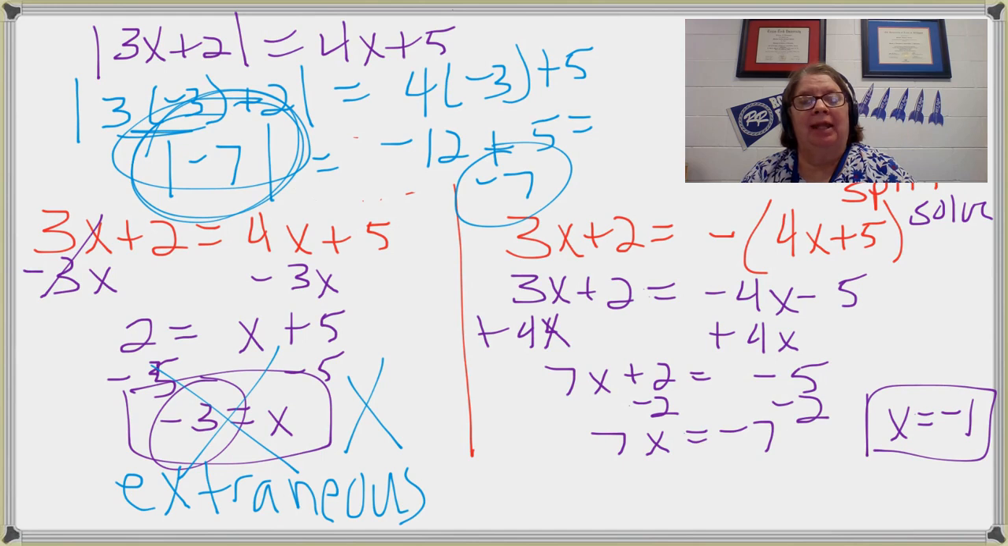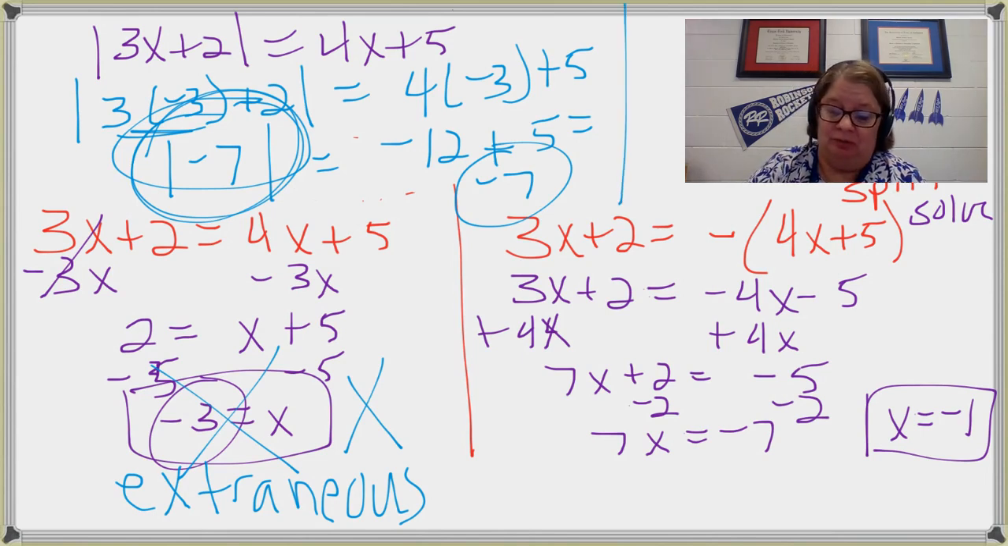Absolute value can't equal a negative. We got negative 3 when we worked this out, but when we plugged it back in, it did not work. That's called an extraneous solution. Now let's check this other one. I'll change color so you don't get it mixed up.